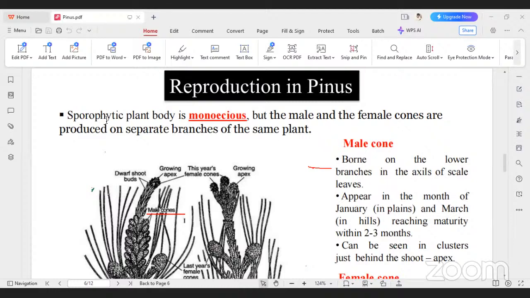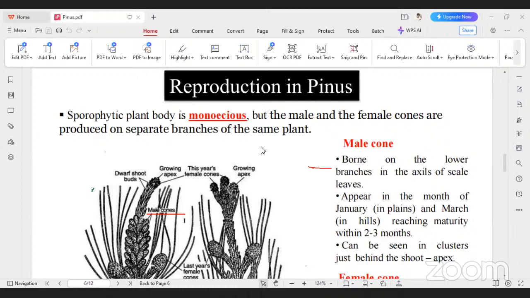Visible. Right. So that means the sporophyte plant body is monoecious, but the male and female cones are produced on separate branches of the same plant. Dioecious means male and female are separate. Monoecious means the male and female develop on the same plant. Here it is monoecious: same plant but different branches, one a dwarf branch and one a long branch.